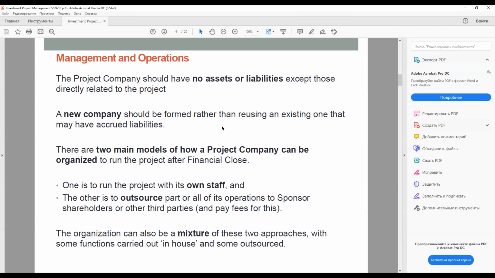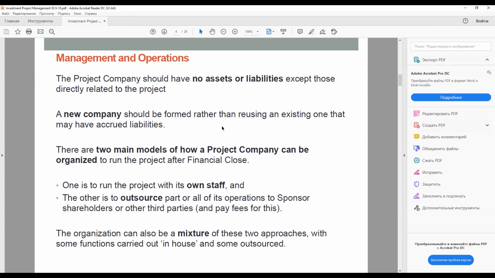There are two main models of how a project company can be organized to run the project after financial close. One is to run the project with its own staff, and the other is to outsource part or all of its operations to sponsor shareholders or another third party, and of course pay fees for this. The organization can also be a mixture of these two approaches, with some functions carried out in-house and some outsourced. The decision on whether functions should be kept in-house or outsourced is mainly a question of cost effectiveness. If the project sponsors are undertaking a series of similar projects, a more centralized management of several project companies may be a more economical approach.